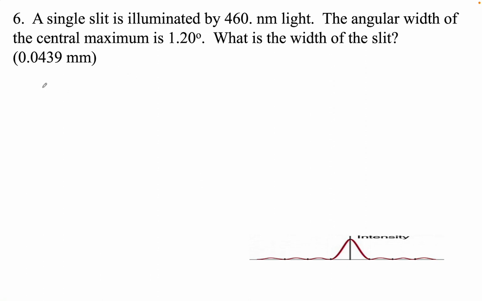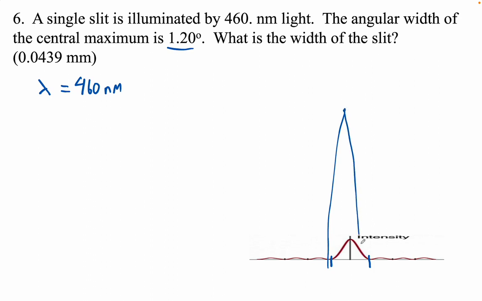All right, so we've got a wavelength of 460 nanometers, right? The angle of the central maximum, so that's from here to here, okay, is 1.2 degrees. So there's some slit like this, right? And this angle here is 1.2 degrees, okay? What is the width of the slit, right?